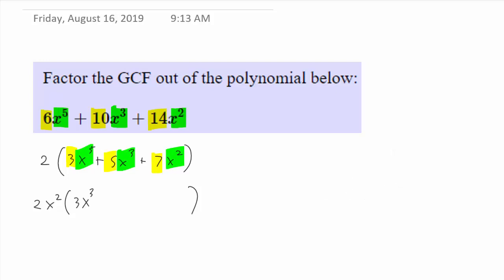Here we go. So therefore, if we have x to the fifth and we're factoring out 2 of them, that would leave us with x cubed plus 5x plus 7. And we have now factored the greatest common factor out of the polynomial. And there is no equal sign, so therefore there is no solving. So your answer is exactly how it looks.